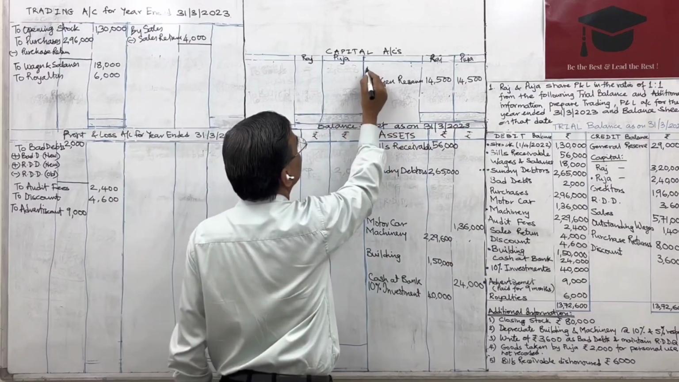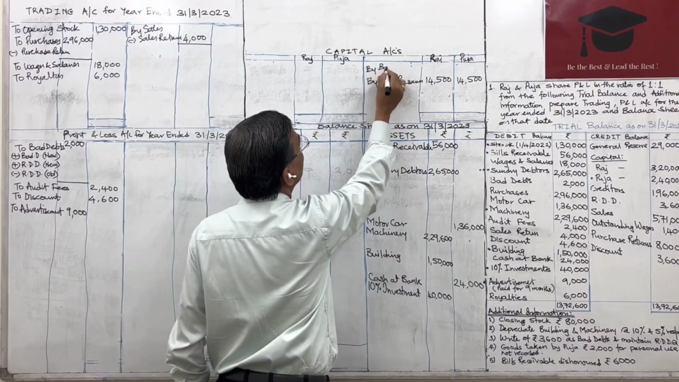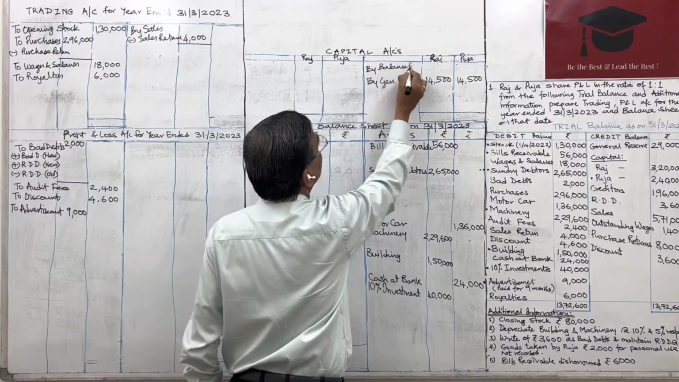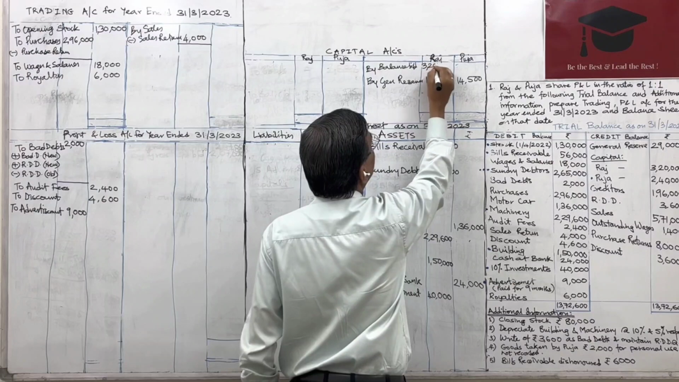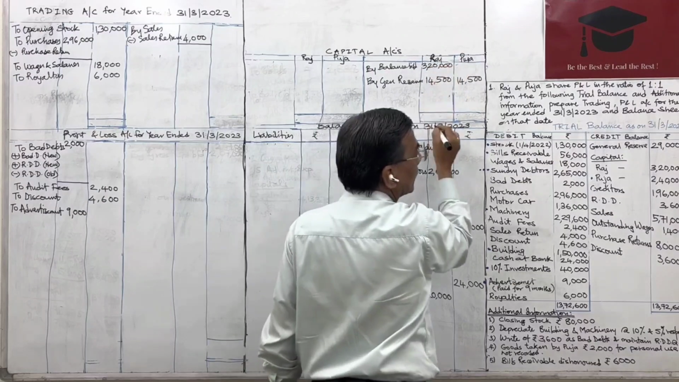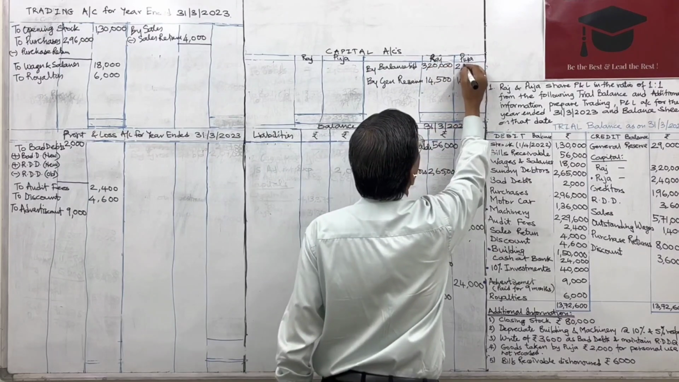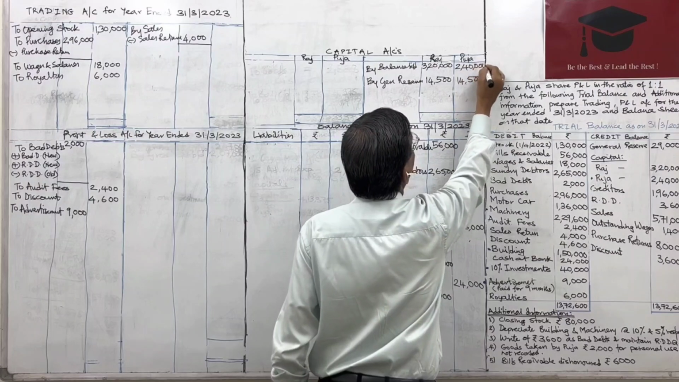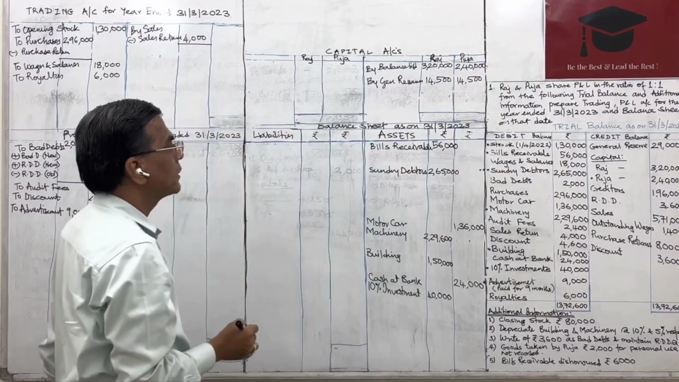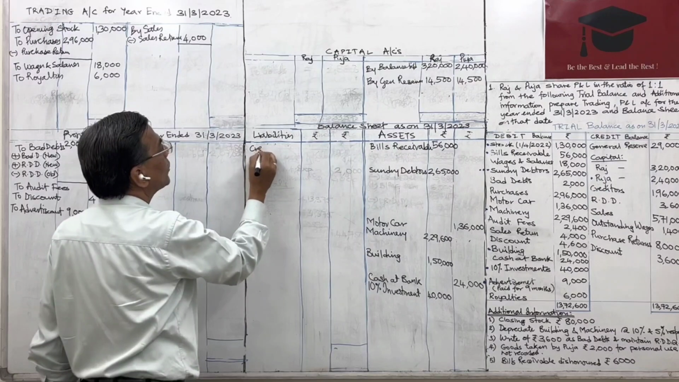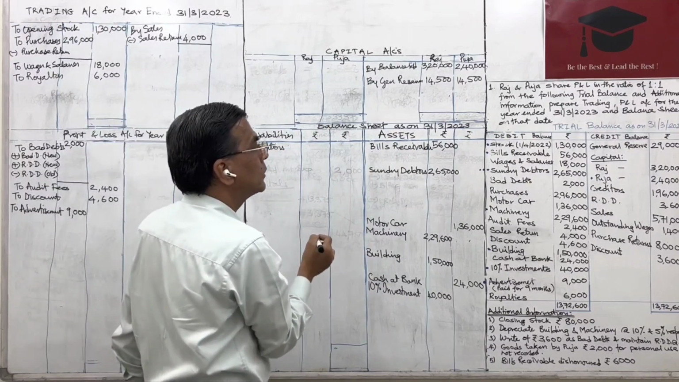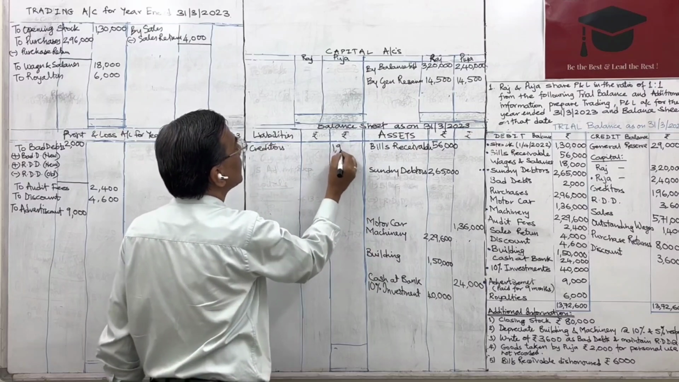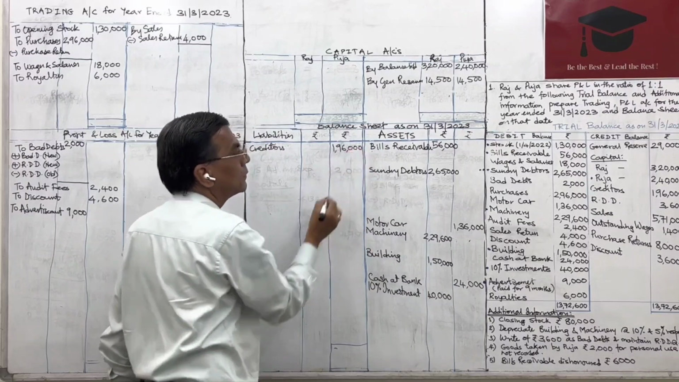Capitals by balance brought down 3,20,000 and 2,40,000.